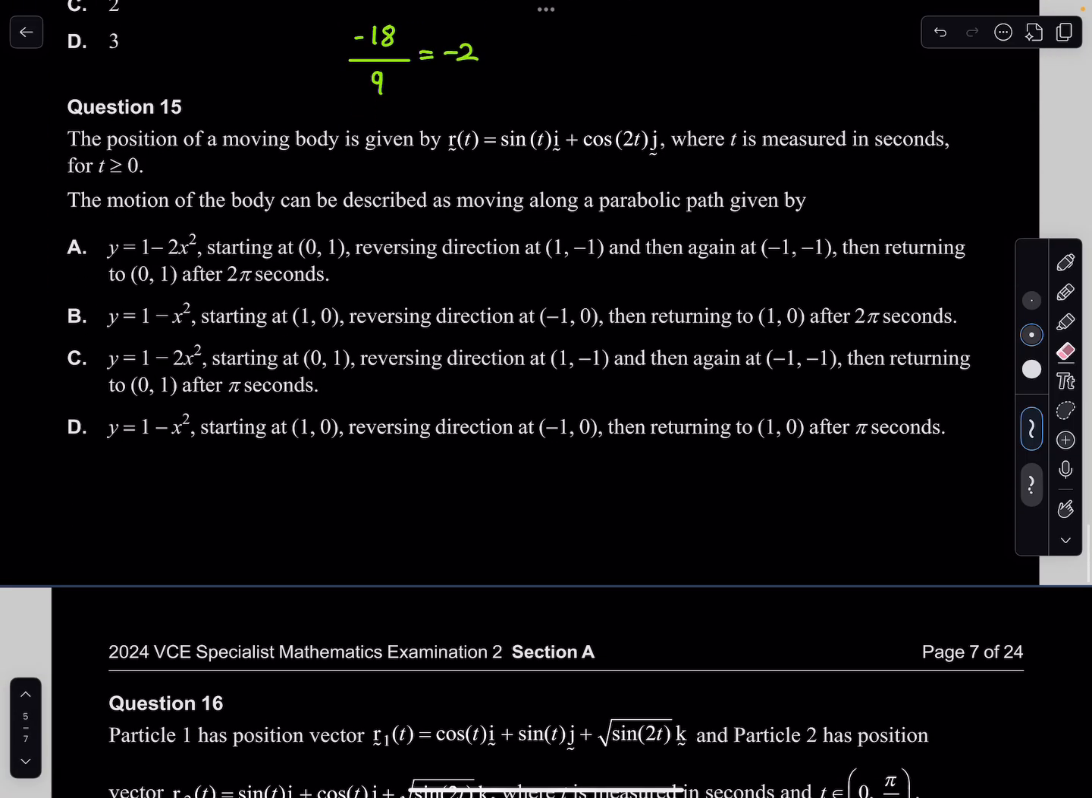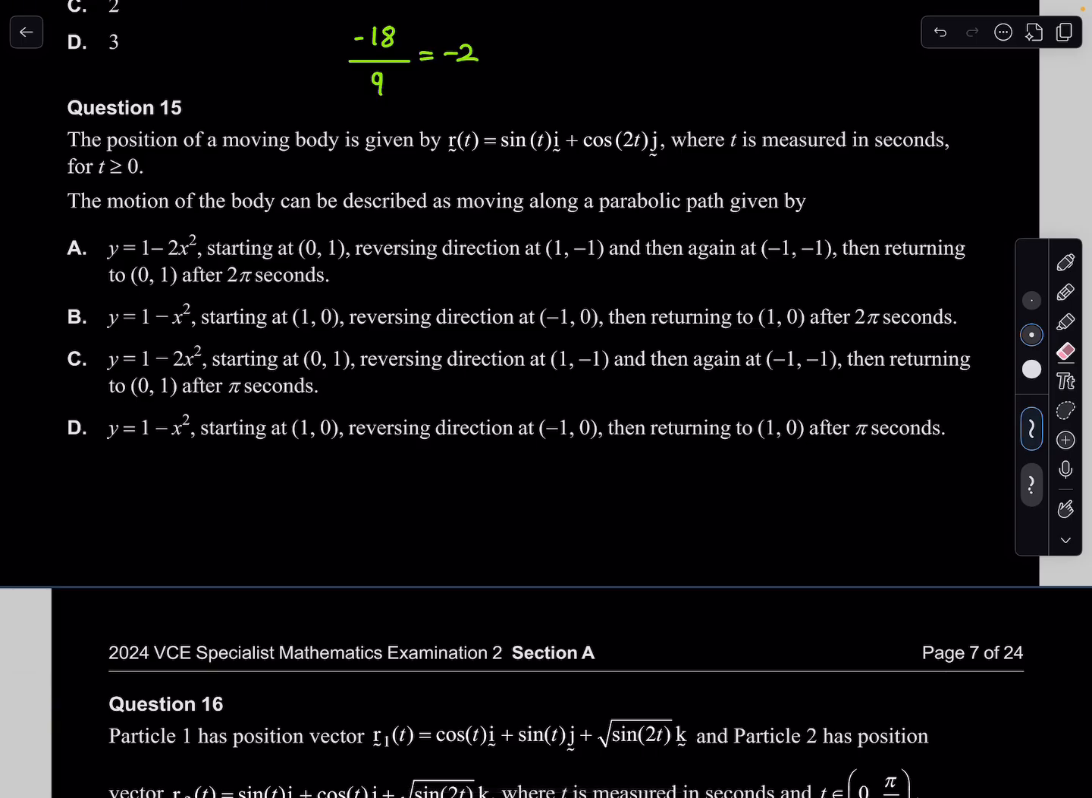Question 18. The position of a moving body is given by this. So r of t is equal to that, where t is measured in seconds, where t is greater than or equal to 0. The motion of the body can be described.